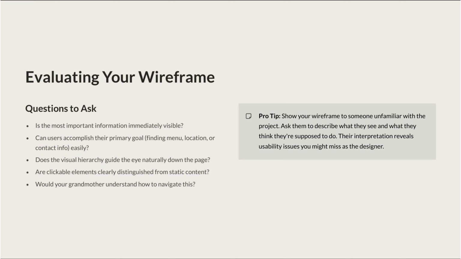Ensure the most crucial information is immediately visible. Users should easily find the menu, location, or contact info. The visual hierarchy must guide the eye naturally. Clickable elements should stand out from static content. Test usability by showing your wireframe to someone unfamiliar with the project for fresh insights.